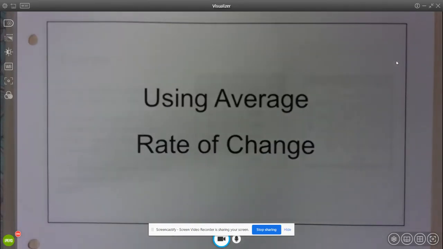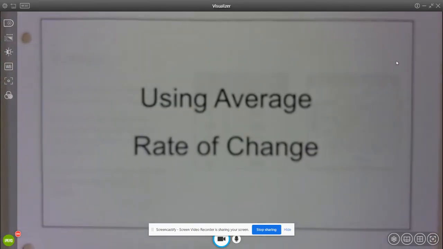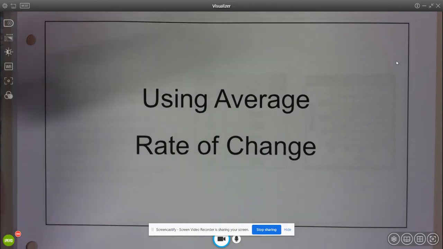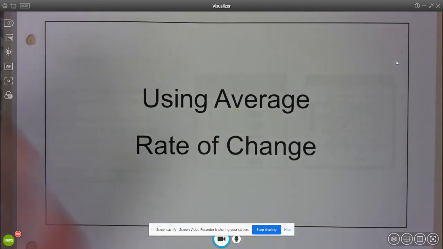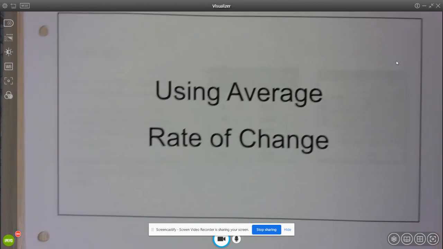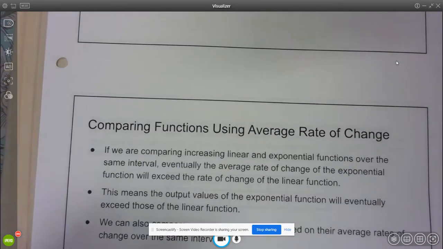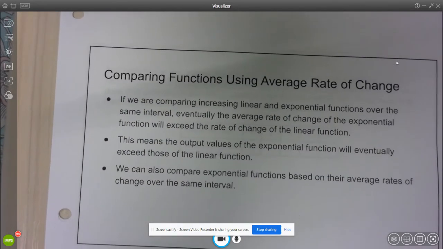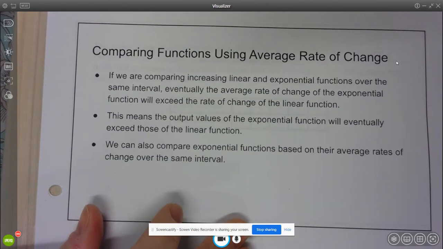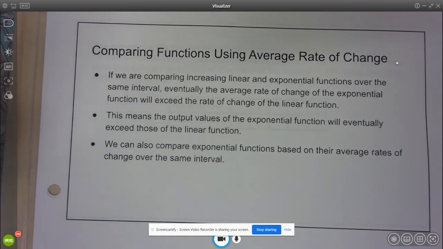So this video is going to go through how to use average rate of change. I suggest that you have your Desmos Scientific Calculator app ready to go. So what we are doing is we're going to compare some average rates of change here.